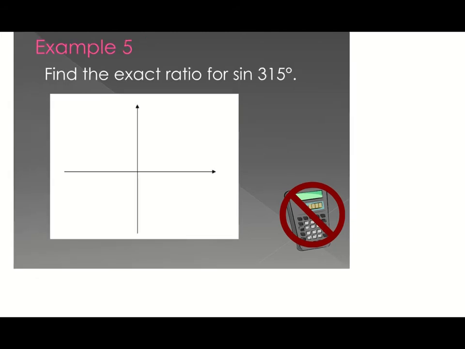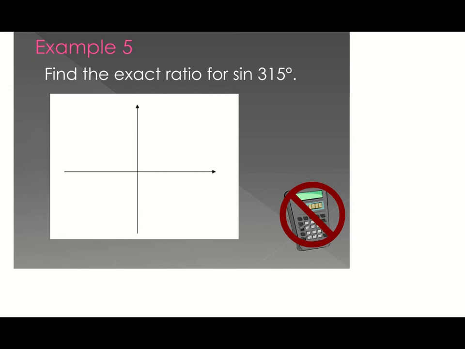In our last example here, find the exact ratio for sine of 315. So why don't you go ahead and copy down the coordinate plane, draw 315, draw your reference triangle, find your reference angle, label it all, and try and find sine of 315. Play the video to find out if you have the correct answer.